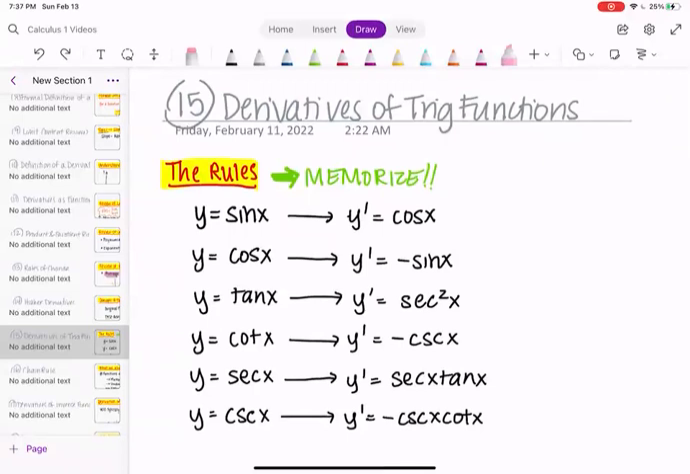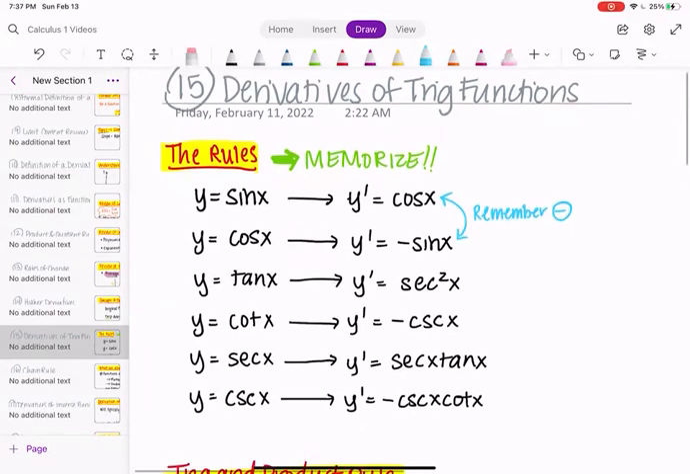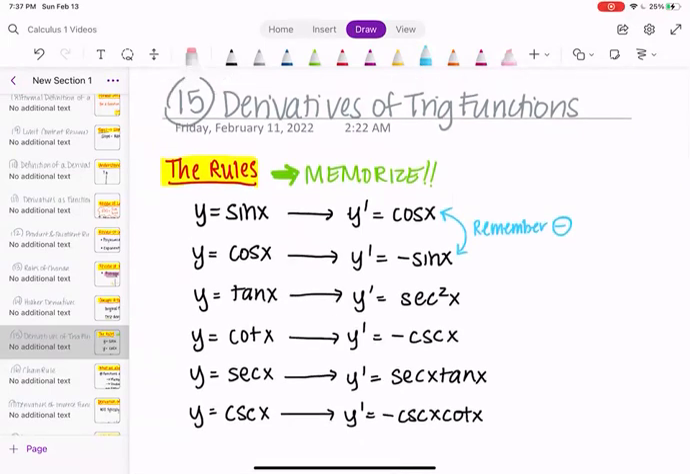We'll start by going through them, right? So the derivative of sine x is cosine x, the derivative of cosine x is negative sine x. Honestly, the hardest thing to remember between these two is where the negative sign is. So remember that negative sign. And then another one that you're going to have to know pretty well is tangent, right? And tangent becomes secant squared x.